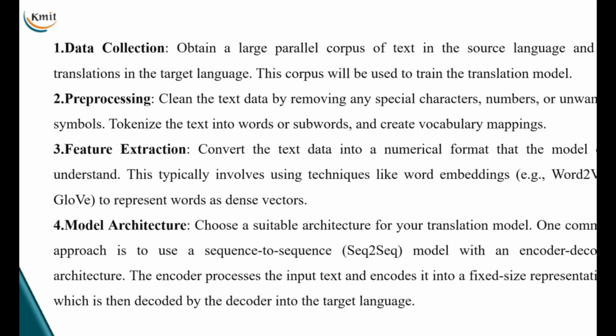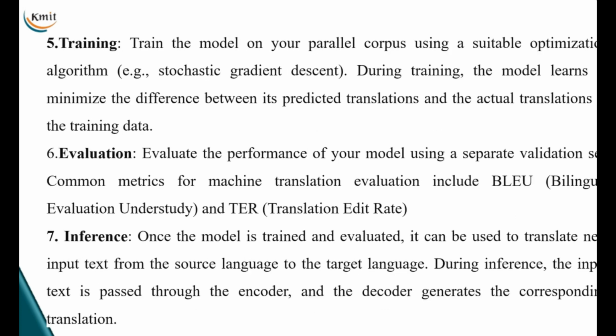We will choose a suitable architecture for the translation model. One basic common approach is to use a sequence to sequence model. As discussed in the first session, we go for the encoder decoder model architecture, wherein the encoder block will take the input, process that, and generate one fixed size representation word vector, and then this fixed size representation is decoded by the decoder into the target language. So these are the first four steps.